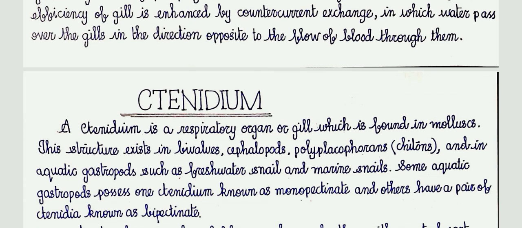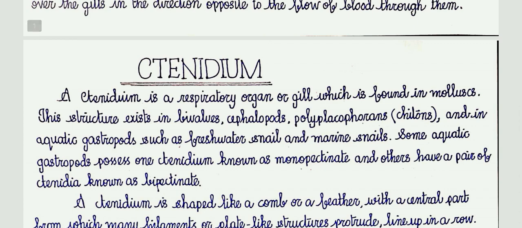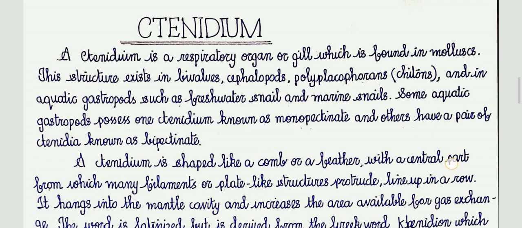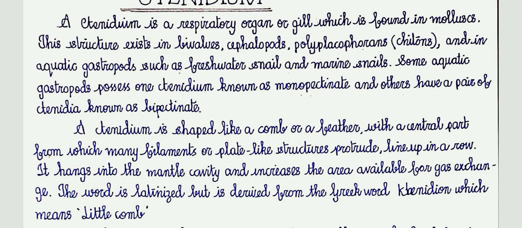Next, ctenidium. A ctenidium is a respiratory organ or gill which is found in mollusks. The structure exists in bivalves, cephalopods, and polyplacophorans or chitons, and in aquatic gastropods such as freshwater snails and marine snails. Some aquatic gastropods possess one ctenidium, known as monopectinate, and others have a pair of ctenidia, known as bipectinate.